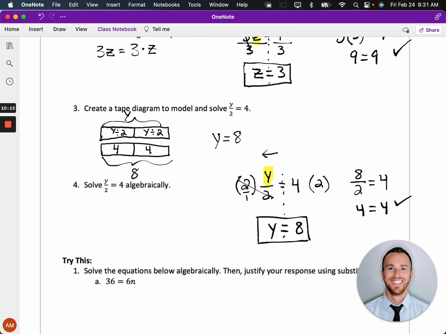There's a lot here, but when you break it down and you go step by step, I think you're going to find that it's not that bad.